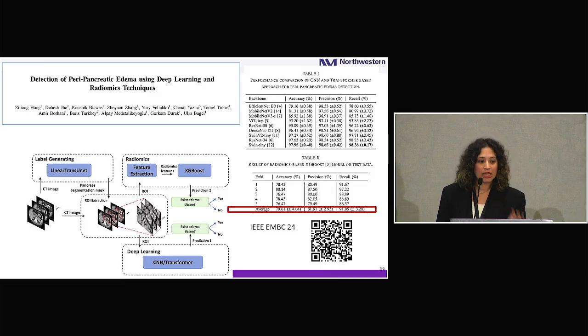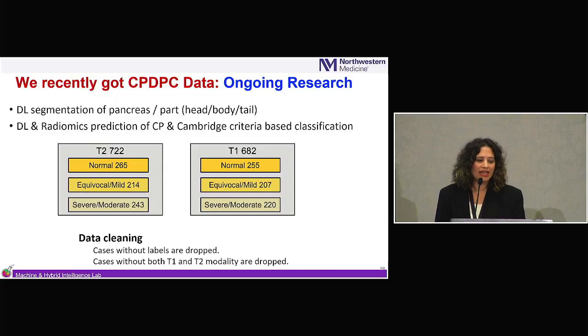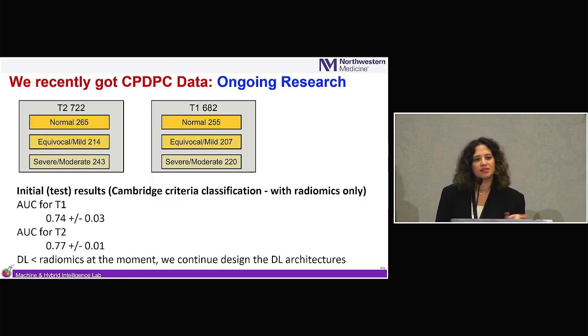We also segmented the edema, and we used radiomics techniques, and it's all published, and we combined the models with machine learning and also transformers. And we recently got CP-DPC data. It's still ongoing research, and we are segmenting the pancreas by parts and classifying based on the Cambridge criteria, which is still under discussion, as to which would be the better classification method. Even without deep learning, we have more than 74 AUC, and we could combine the transformers and the deep learning into the model.